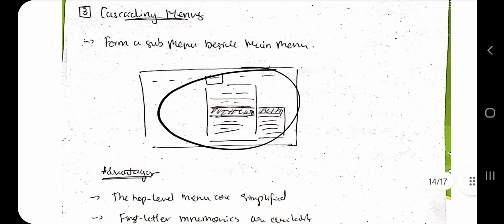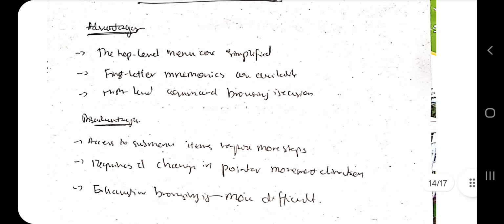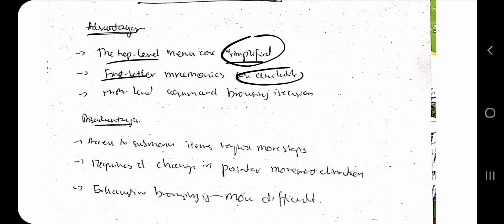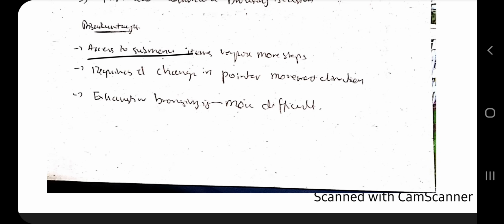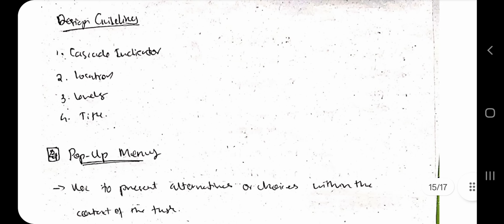Cascading menus, like this type of menus. Okay. Advantages: the high level top level is simplified, first letter mnemonics are available, and high level commands are browsing execution. Next is disadvantages: access to sub menu items requires more steps, requires change in pointer movement, and browsing is more difficult. The design guidelines are cascade indicator, location and levels and title.